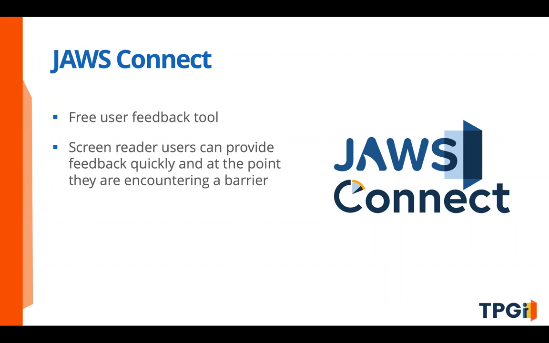So going back to the examples we had talked about earlier, where someone is trying to go through the user flow and they're trying to submit a form to you to execute on their objective. If they can't fill out that form, that's a barrier. And so JAWS Connect allows these users to provide feedback to your team so you can go and remediate and make those changes immediately and improve that experience for the next person.